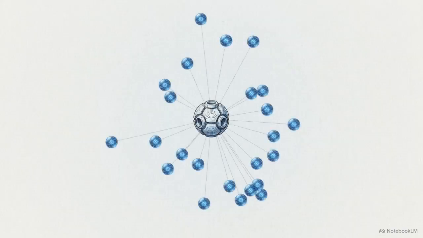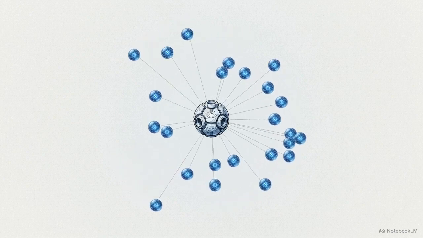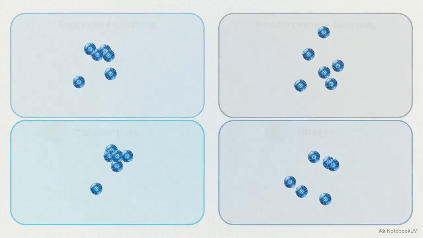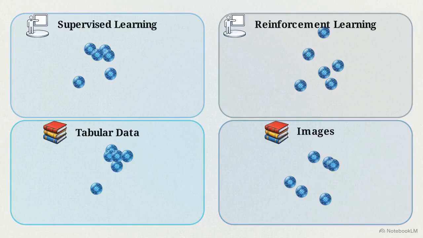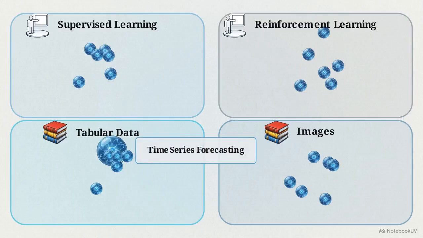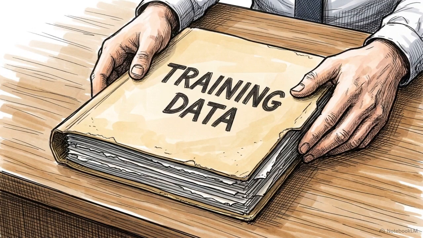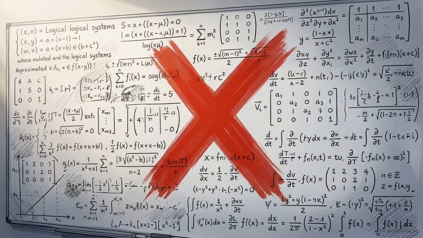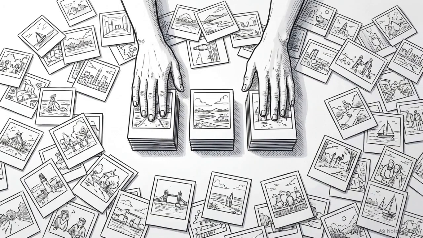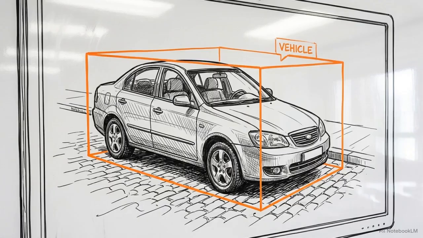Returning to the map of the AI landscape, we can see it isn't quite as intimidating as it first appeared. We can organize the entire field just by looking at the teaching styles and the study materials, like the spreadsheets used for predicting trends or the images used for identifying objects. This also explains a major reality of the field. Experts actually spend 40% of their time strictly on data preparation. Because AI relies on specific study materials, the majority of the work isn't in the math. It's in the human effort of cleaning, sorting, and labeling that data so the computer can understand it.